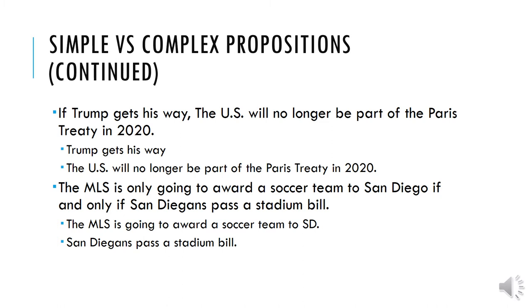Here, we will need to connect these two simple propositions, and in this particular proposition, we're doing it with a conditional statement. Notice how we're saying, if Trump gets his way, comma. Essentially, we're saying, if Trump gets his way, then the U.S. will no longer be part of the Paris Peace Treaty in 2020. Going back to last lecture, we see that the U.S. no longer being part of the Paris Peace Treaty in 2020 is a necessary condition upon Trump getting his way. And Trump getting his way is sufficient for the U.S. no longer being part of the Paris Peace Treaty.